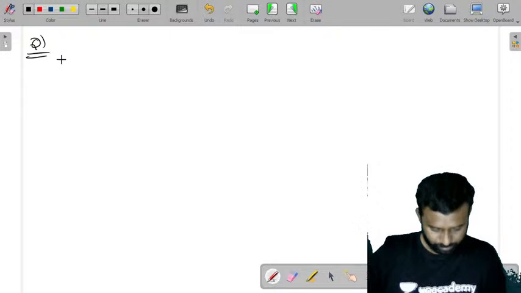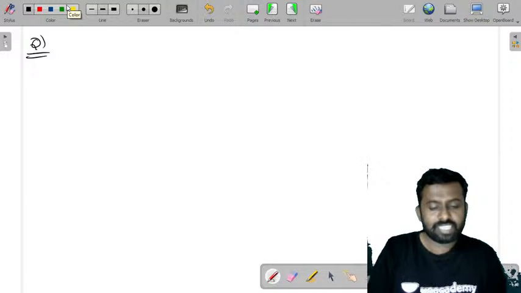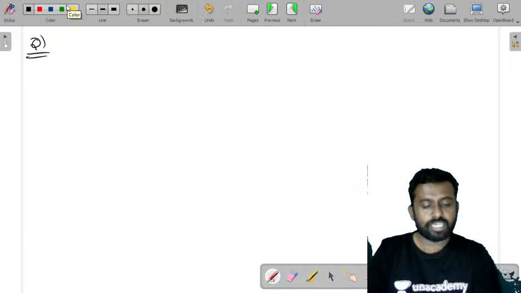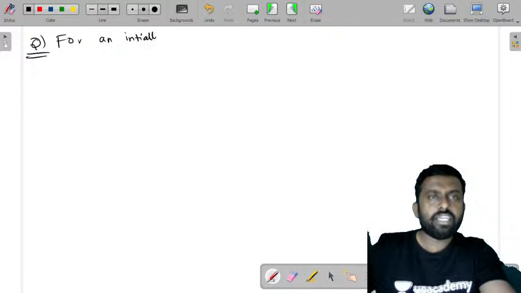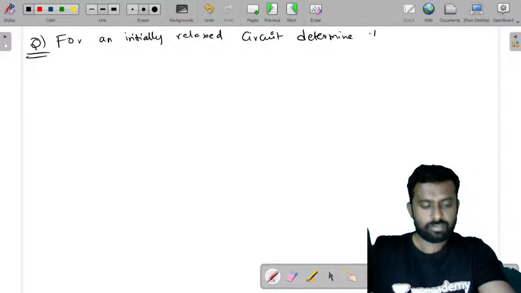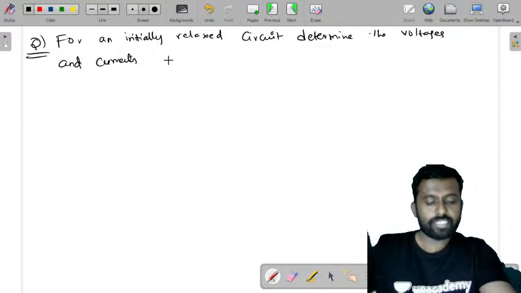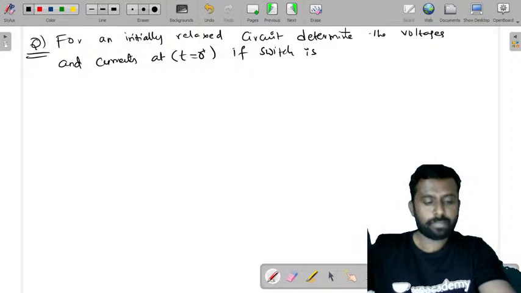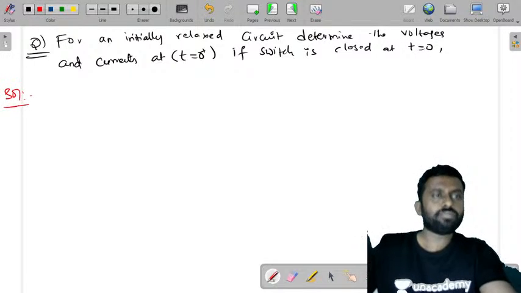The question given is: for an initially relaxed circuit, determine the voltages and currents at t is equal to 0 plus if the switch is closed at t is equal to 0. This is the question.